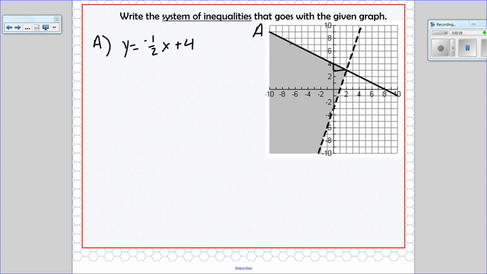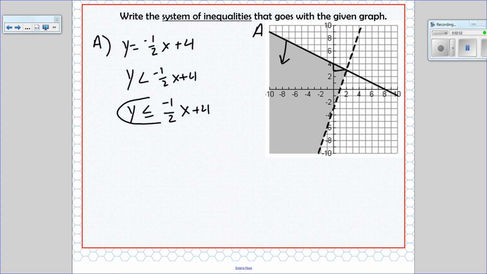Now we think about, where does this shading exist from that line? It is below the line, so we're going to change that into y is less than negative 1/2 x plus 4. And then I see that it's a solid line, so I'm going to add my or equal to. So my final answer for my first inequality is y is less than or equal to negative 1/2 x plus 4.